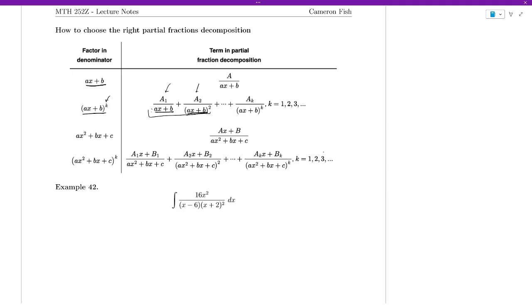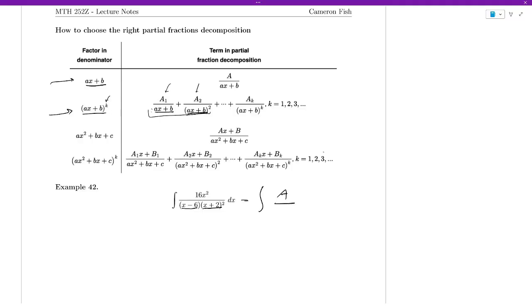So here, I know that it's going to be a series of fractions. How many? Well, this denominator is one of these. It's going to give me one fraction. This denominator is one of these, where k is 2. The power is 2. So I'm going to get 2 fractions. So there's going to be 3 fractions total.